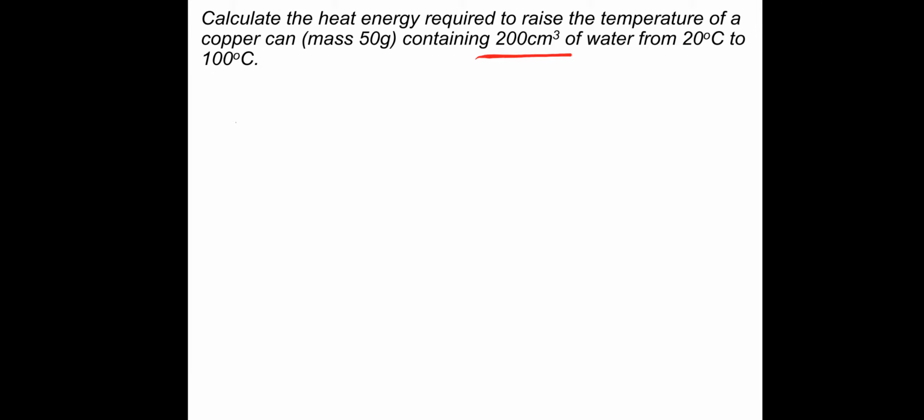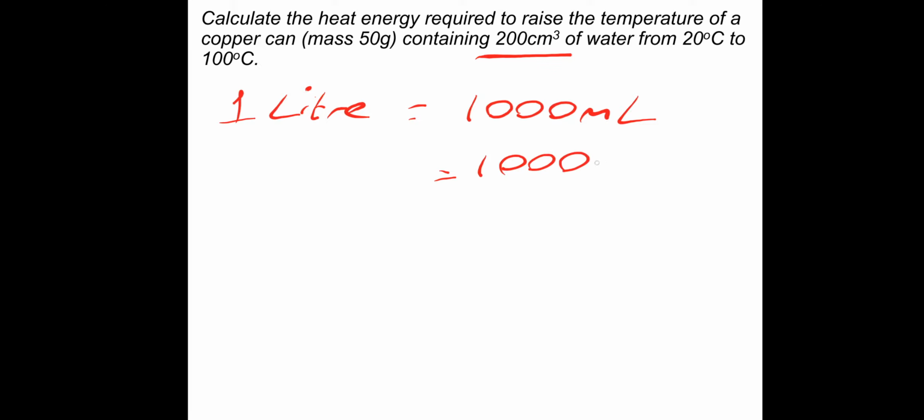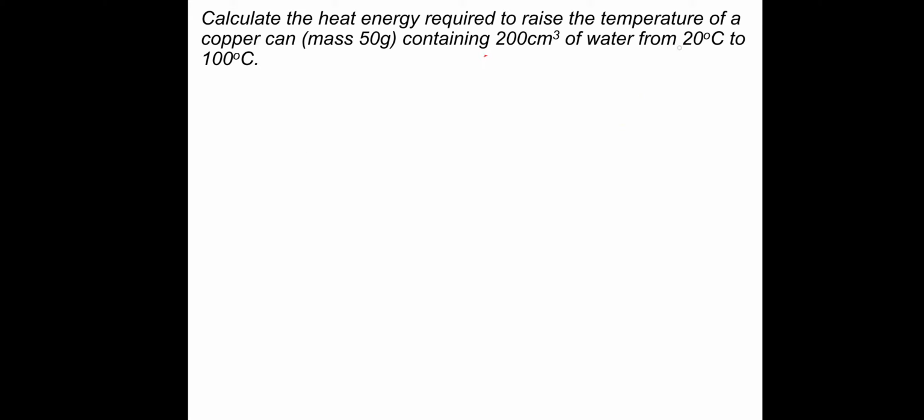So 1 litre of water, you might already know this, you should know this really, 1 litre of water is 1,000 millilitres, and 1,000 centimeter cubed. So essentially 1 millilitre is equal to 1 centimeter cubed. They're the same thing. And mass wise, a litre of water has a mass of 1 kilogram. So a millilitre is a gram. So let's do the question.